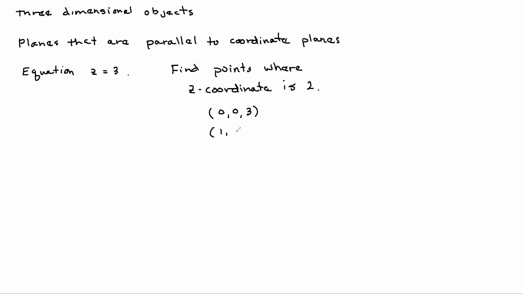What about 1, 1, 3? Or 0, 1, 3? Or 1, 0, 3? All right, and you get the idea. You can generate a bunch of different points here. As long as the z coordinate is 3, it's going to satisfy the equation. So now the question is, what type of object do we get if we graph that? So let's go ahead and try plotting those points and see what we end up getting for our object.